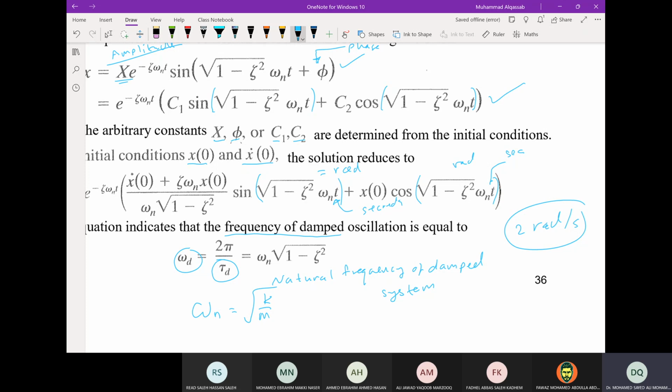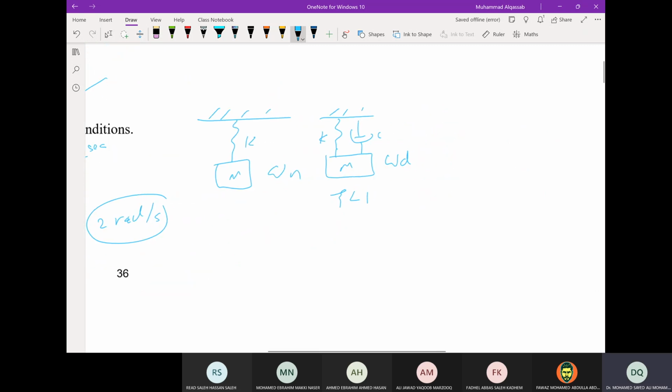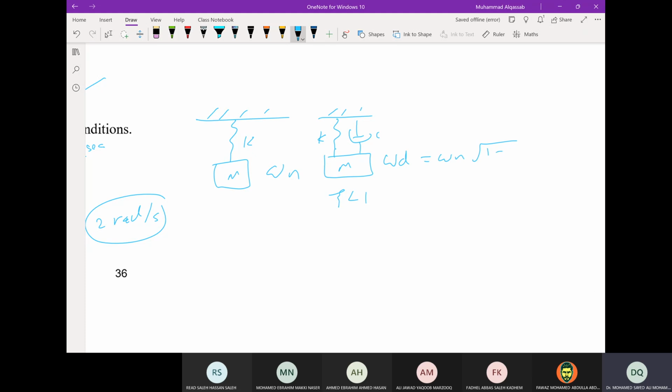So the frequency of oscillation, if the system has a viscous damper, is altered from omega n. It's not the same as omega n. The spring mass system under free vibration will have a frequency of oscillation equal to omega n. If you add a viscous damper so that it is underdamped, the frequency is not omega n. The frequency of oscillation is omega d, but omega d equals omega n square root of 1 minus zeta squared. And I think I put this one in the formula sheet as well.